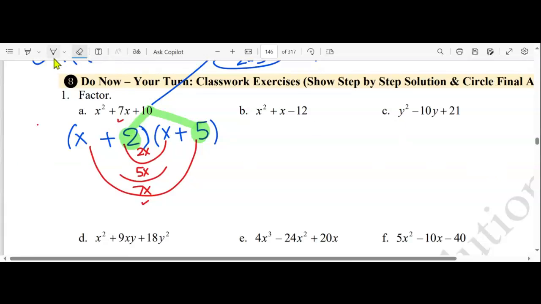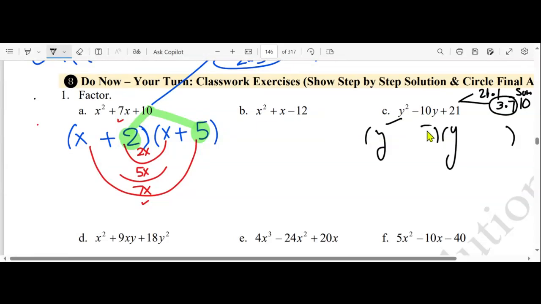Let's do one more. Let's do this one. Y squared plus 10y plus 21. How can you distribute y squared? Y times y. 21 is what by what? It can be 21 times 1 or 3 times 7. I need the sum to be 10. So which one would you choose? 7 and 3. Does it matter where I put the 7 or the 3? It doesn't matter. So what about the sign? Both of them have to be minus.